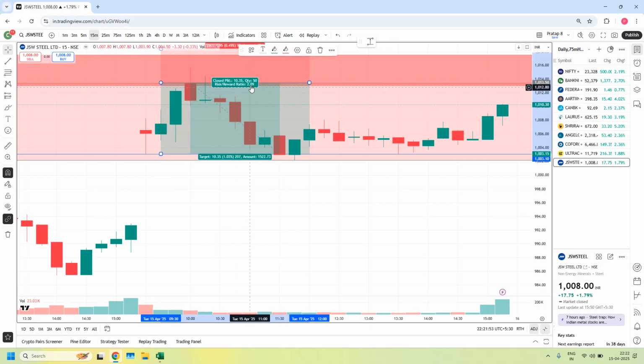See, now I am getting 1:2 RR. Let me move some more inside. Now I am getting 1:2.5 RR. Now move some more inside. Now I am getting 1:2.78 RR. Move some more inside. See, now I am getting 1:3 RR.